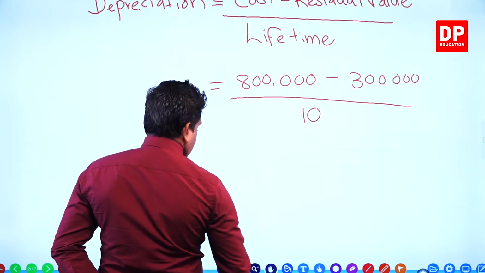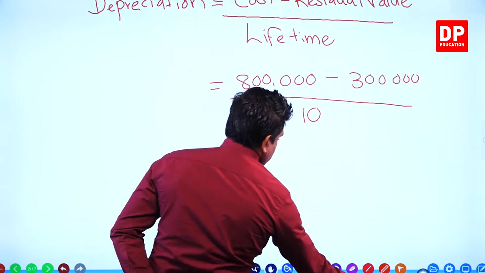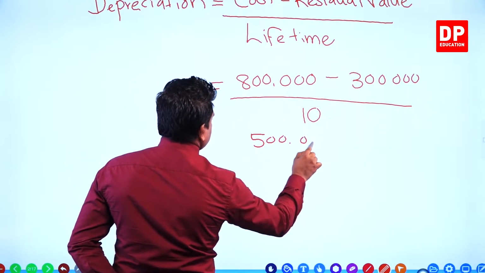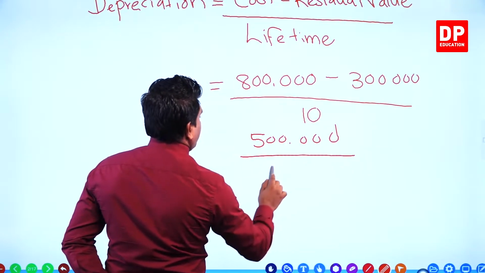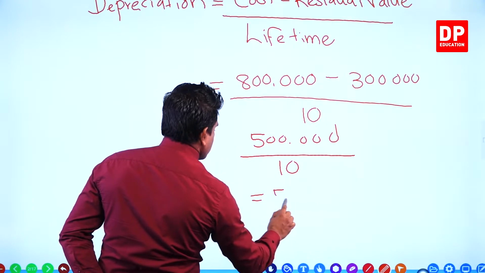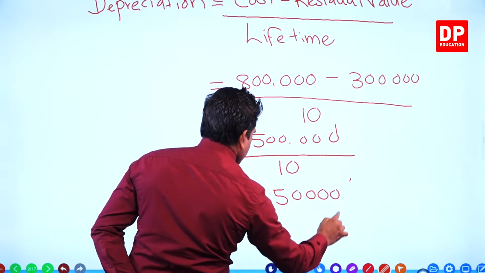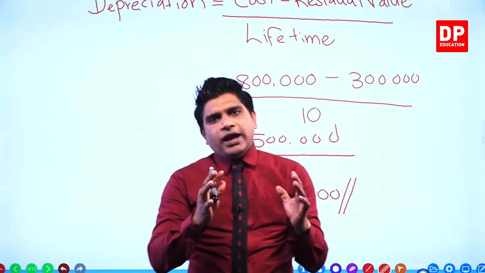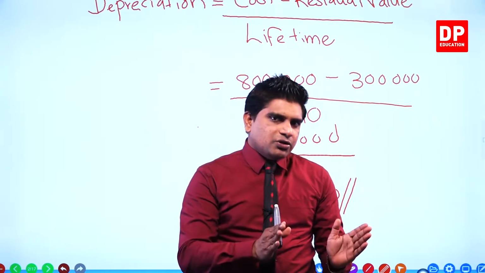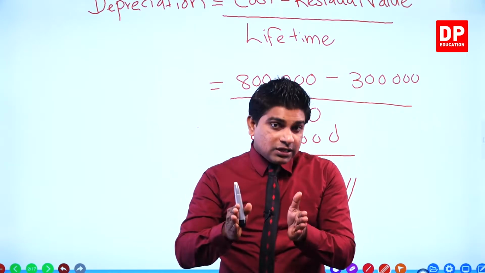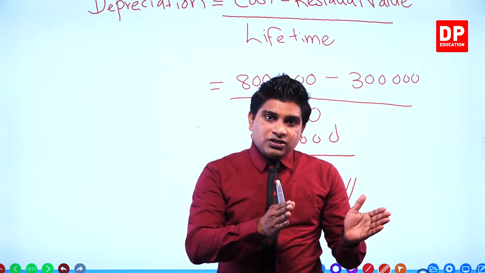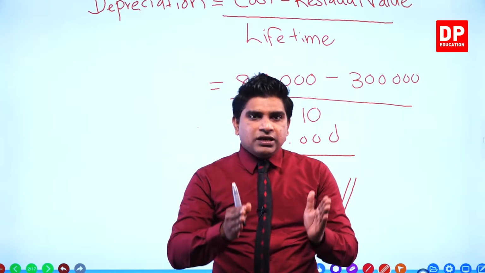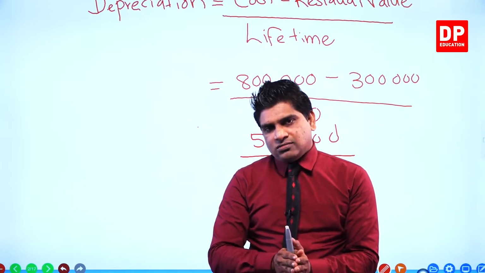Then how much? See, 800,000 minus 300,000 equals 500,000. Annual depreciation is how much? 50,000. Understood or not? How do we do that? Cost minus residual value divided by lifetime. Cost is 800,000, residual value is 300,000, lifetime is 10 years. Then 500,000 divided by 10 is 50,000, right?